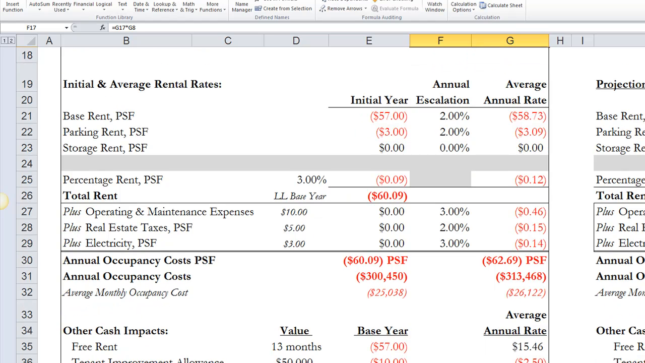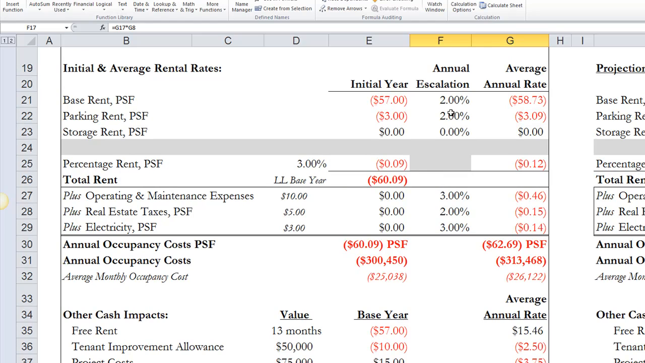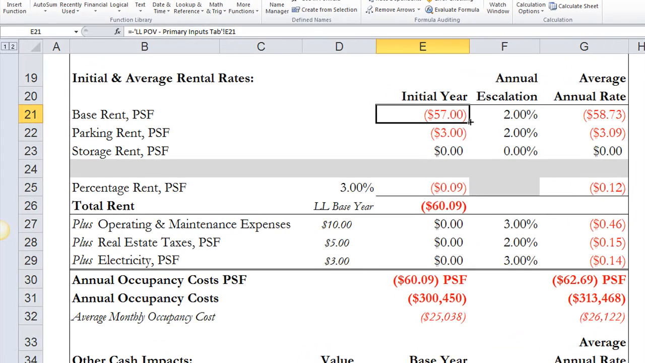Let's take a look at the base year dynamics from the tenant point of view. We had a $57 base rent, which was a positive value when we showed it on the landlord tab, and now we're showing it as negative to reflect that from the tenant's point of view, it's a cash outflow.